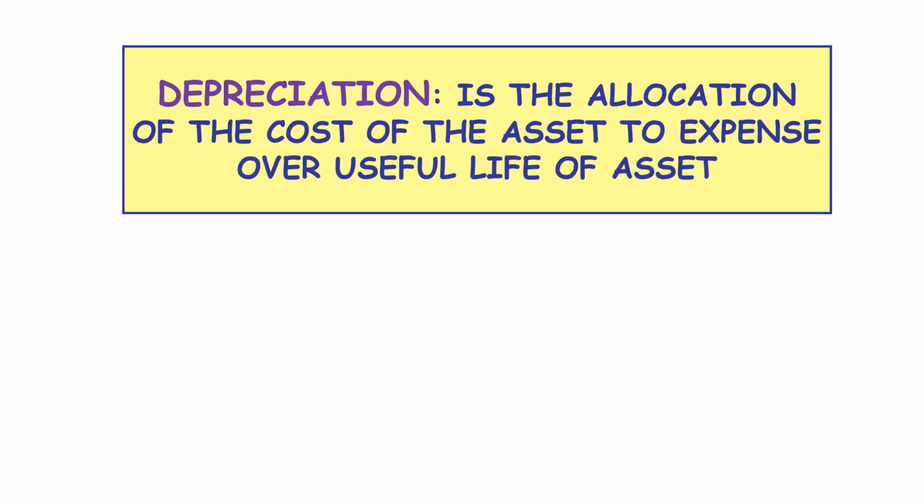So first, depreciation is the allocation of the cost of the asset to expense over the useful life of the assets. Well, businesses buy assets with the intention of using them in the business. So as they are used, they help the business earn revenue. So the cost of these assets should also be allocated to expense in each of the years the asset is used to earn revenue for the business. And this allocation of the cost is known as depreciation.